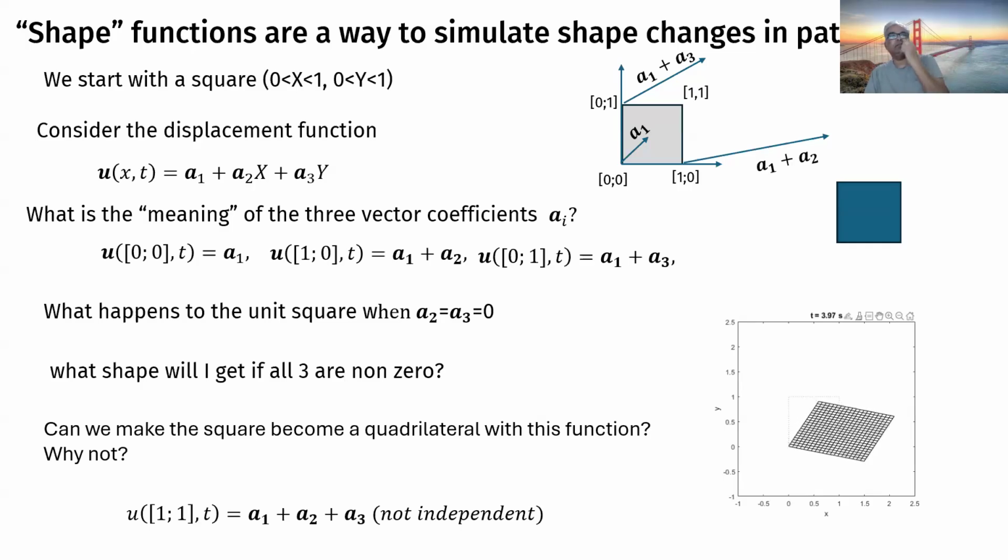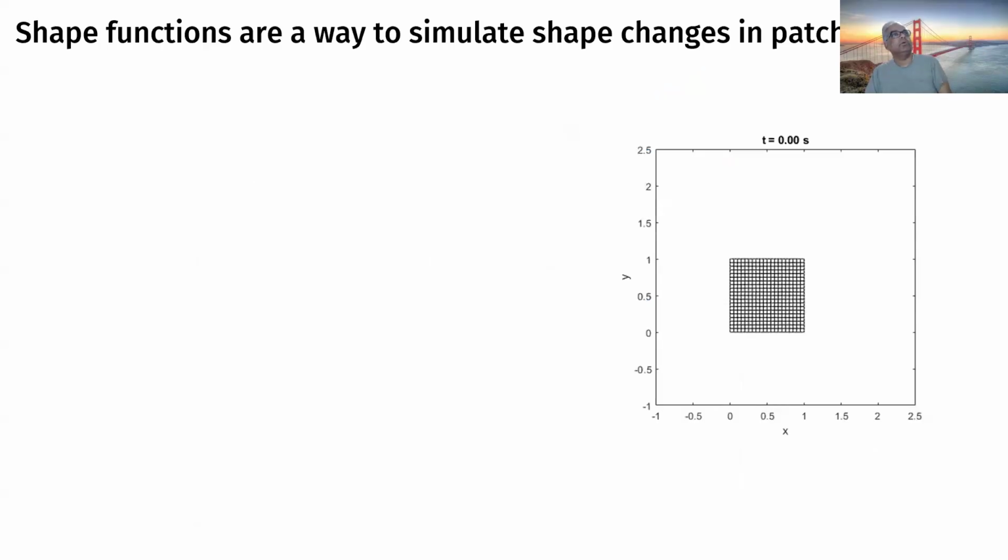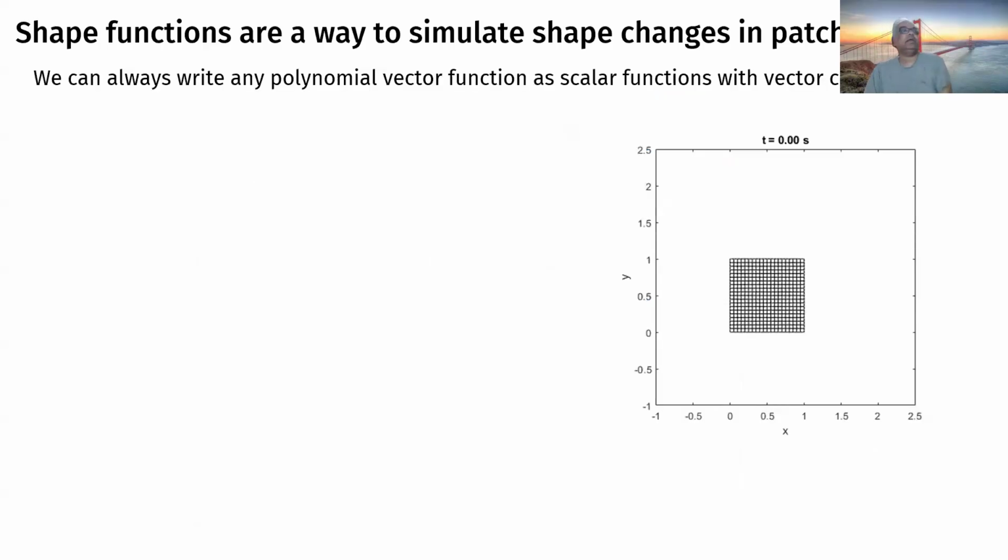Right. So see that again. See how it goes. Now, we can try any other polynomials. Usually we can write, actually this is a simple thing, we can always write any polynomial vector function as scalar polynomials with vector coefficients. So we are now going to try something different.